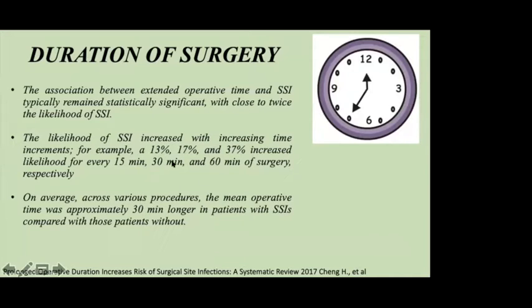Say you are prolonged by 30 minutes. Now your risk for SSI is increased by 17%. And say your total operative time is increased by 1 hour. Now your SSI risk is increased by 37%. So on average, across various procedures, the mean operative time was approximately 30 minutes longer in patients who developed SSI compared to those patients who developed none.